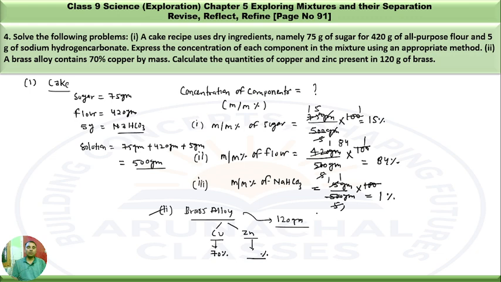We have to find the quantities of copper. So quantities of copper means the amount of copper which is present in 120 gram of brass alloy. So we have to calculate the amount of copper and the amount of zinc. So for that, this is the question mark. We know that copper percentage is 70%. 70% means 70 upon 100 multiply 120.